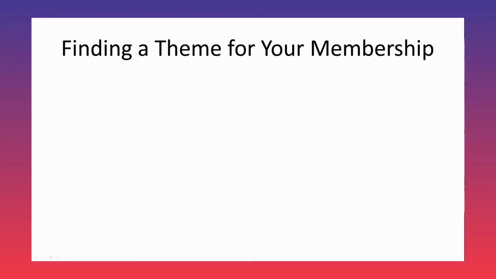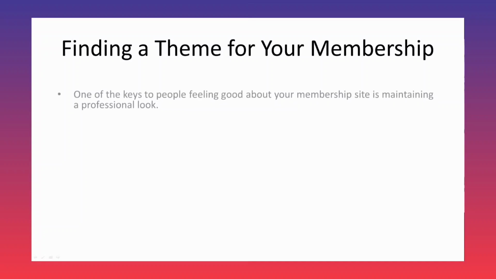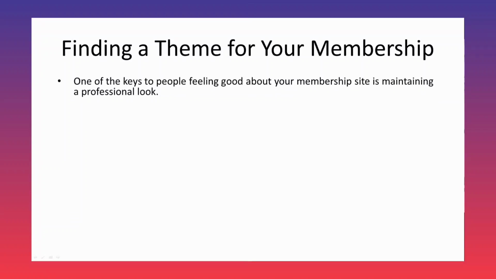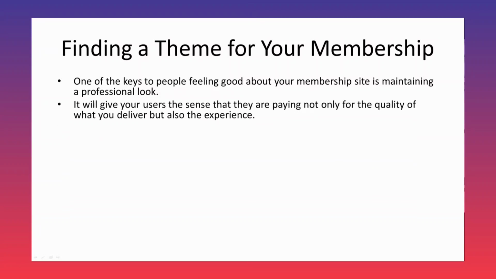Welcome back. Now in this video, we're going to be talking about finding a theme for your membership. One of the keys to people feeling good about your membership site is maintaining a very professional look to it. A professional look is going to give your users the sense that they are paying not only for the quality that you're going to be delivering, but also for the experience. What this does is it makes your value tangible for your users and your members. Your membership site is going to be like the office or the house or the location where your membership is, so you want to give the users a great feel.